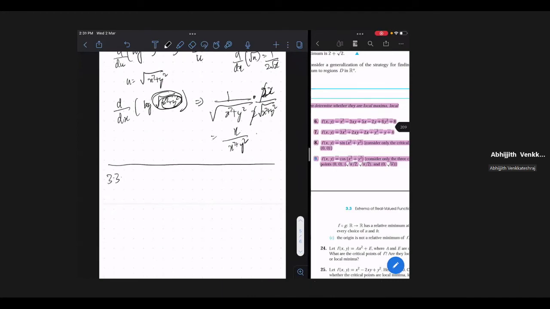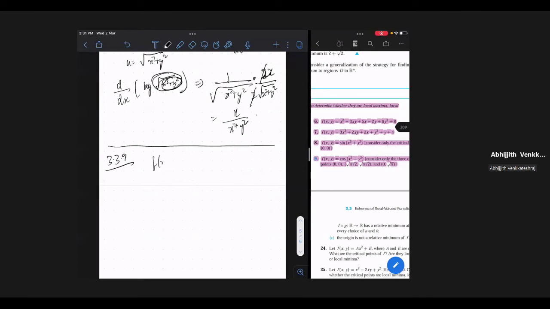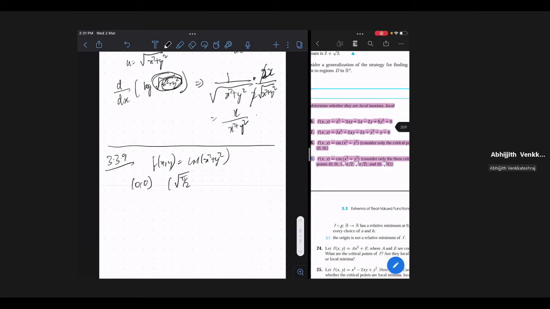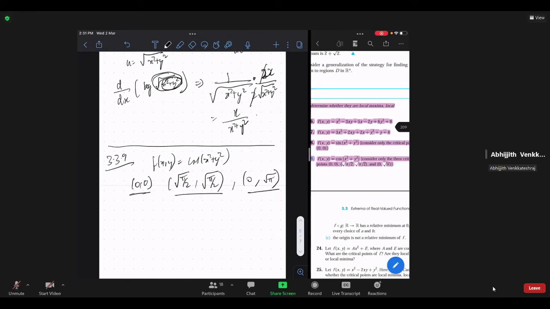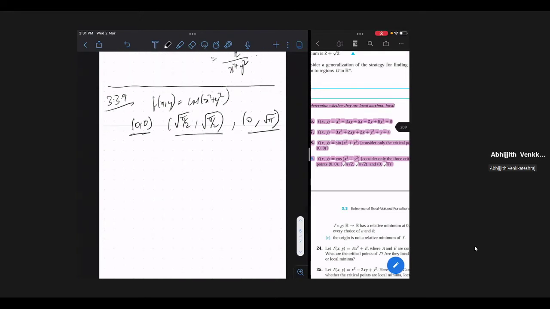Okay, 3.3, problem 9. So you have your f of x, y as cos of x squared plus y squared. They're saying that there are 3 critical points for this: (0, 0), (root of pi by 2, root of pi by 2), and (0, root of pi). The question is to classify each of these critical points as a maxima, minima, or a saddle point. So if you take this and differentiate with respect to x, you'll get minus 2x sine of x squared plus y squared.